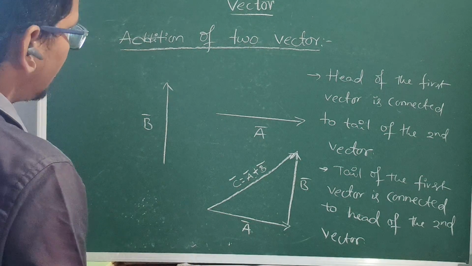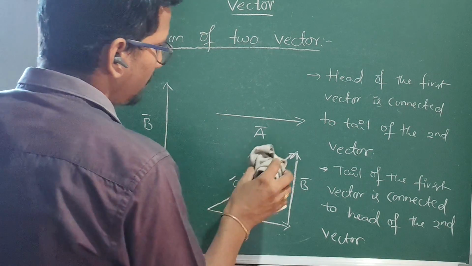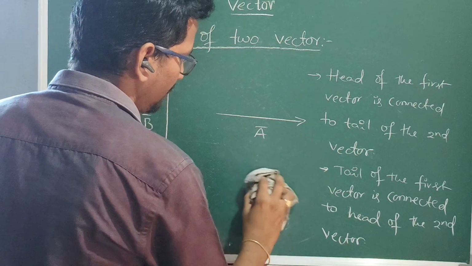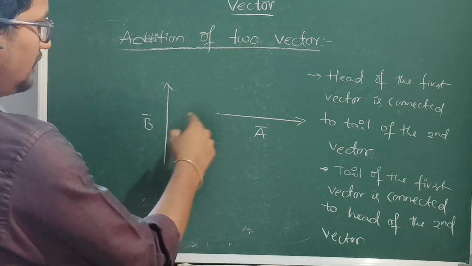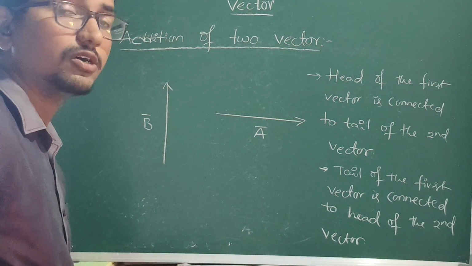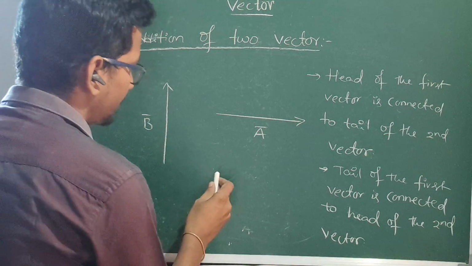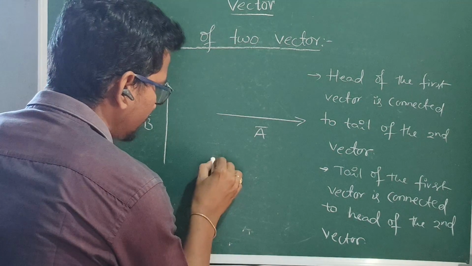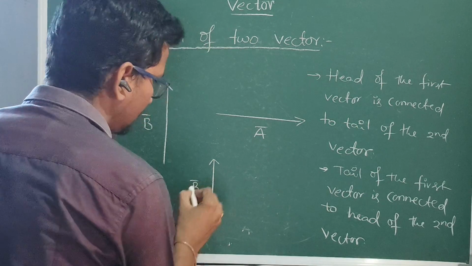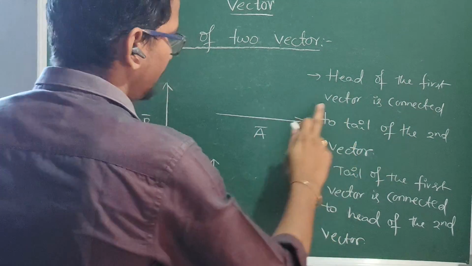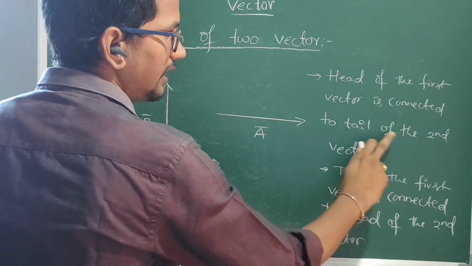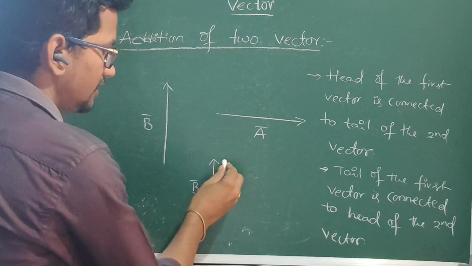Or otherwise, we can say, for example, B bar is the first vector and A bar is the second vector. But how can we add? See, first B bar is the first vector. The head of the first vector is connected to the tail of the second vector. Second vector means A bar.